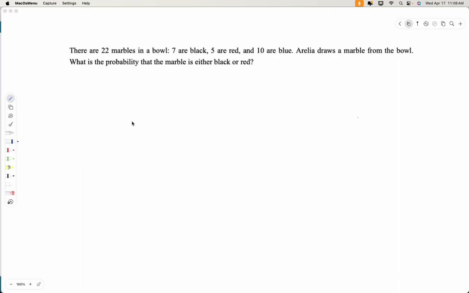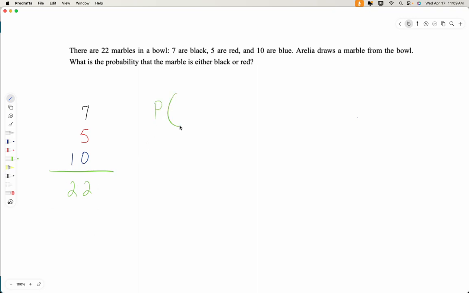There are 22 marbles in a bowl. 7 are black, 5 are red, and 10 are blue. Ariella draws a marble from the bowl. What is the probability that the marble is either black or red? So let's see what our total is. That's 12. That's 2. Carry 1. That's 22 marbles in the bowl. Okay, we already had that. Sorry. So 22 marbles in the bowl.